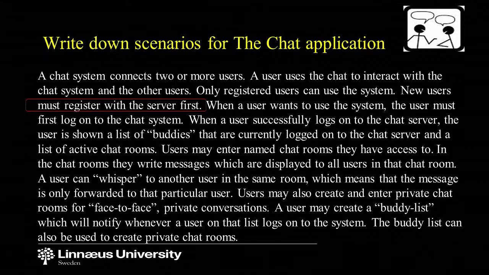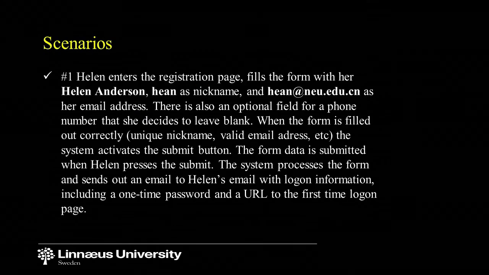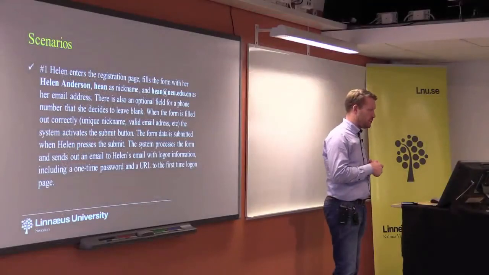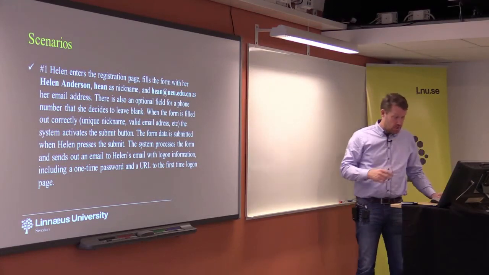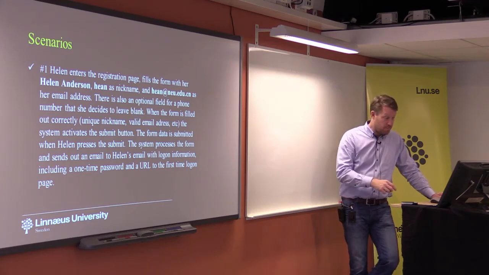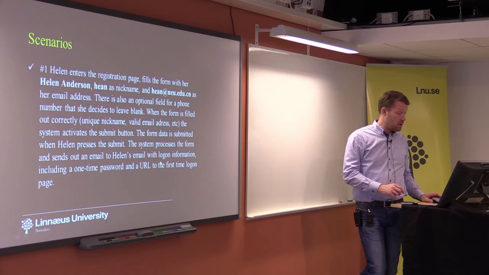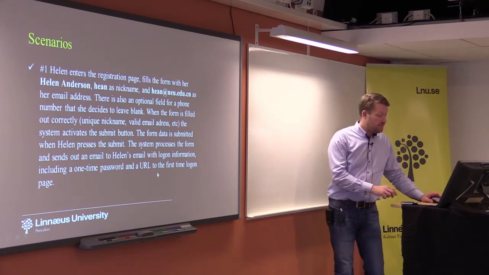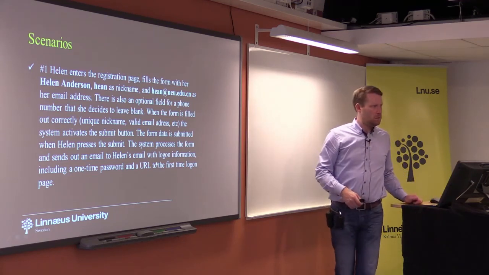So, here's a chat application, and I just highlighted with a red box here: new users must register with the server first. Okay. So how can this little goal be achieved? Well, we start with scenarios. There's a description with some nickname, phone number, a pretty detailed description of the information that should go into the system here. Then at the bottom here, the system processes the form and sends out an email with login information, including a one-time password and a URL to the first time logon page. Okay.